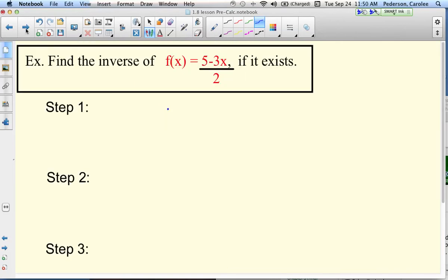Here's a second example. This is also a straight line. It passes the horizontal line test, so we can find its inverse. So step 1 is to replace the f of x notation with y.